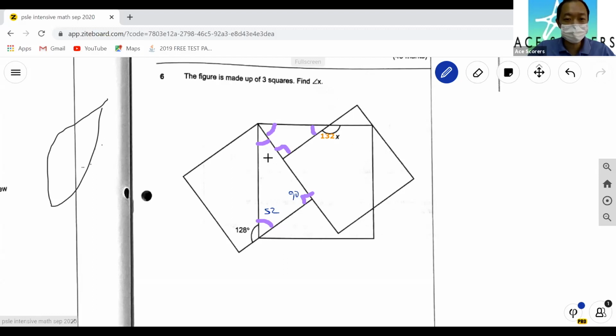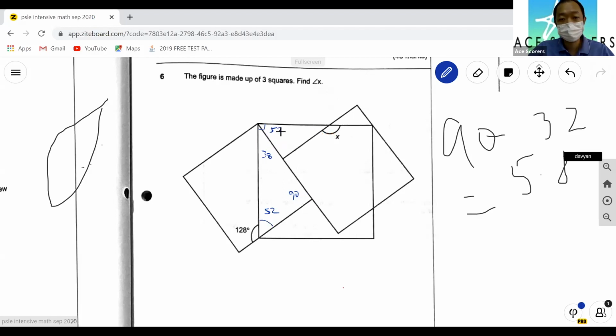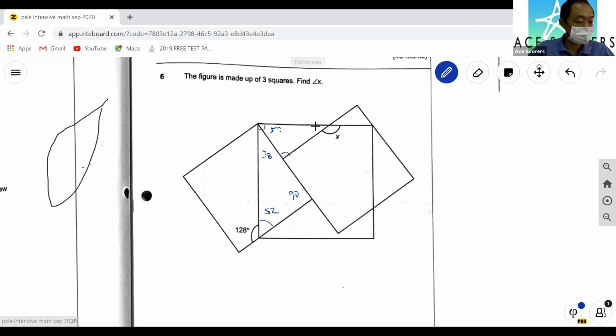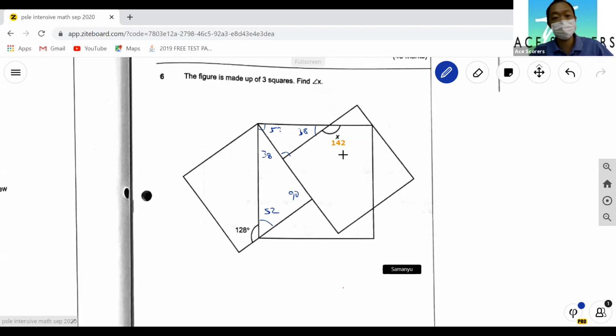If you take 90 minus 52, this will be 38. And you know that this is also 90 degrees, so 90 degrees minus another 38, you know this is 52. And you know this is 90 degrees again, so this one is 38. So 180 take away 38, you get 142. They all use simple concepts, fundamental stuff.